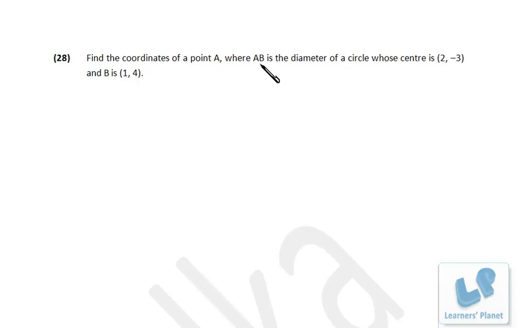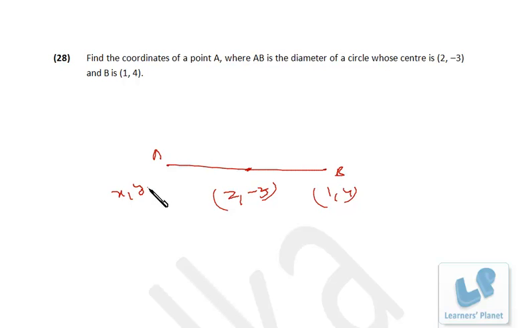Find the coordinates of point A where AB is the diameter of a circle whose center is (2, -3) and B is (1, 4). Now A and this is B and this is center. Right? This is (2, -3) and this is (1, 4). Now obviously the midpoint of the diameter is the center. That means if we have the coordinates of B and of the center, then we can easily find the coordinates of A, right?